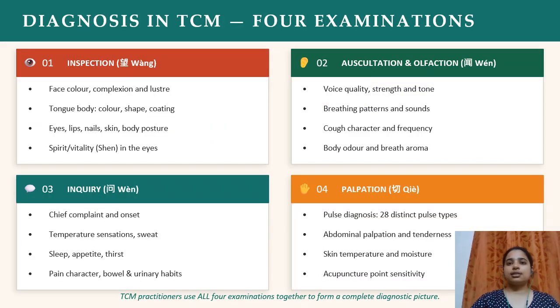Coming to the diagnosis systems in TCM, we have four sets of examinations. First one is the inspection, second one is auscultation and olfaction, third one is inquiry, and fourth one is the palpation. These are similar to that of our alternate system of medicine or the English system of medicine where we inspect. So once we go to a doctor, what do doctors do?